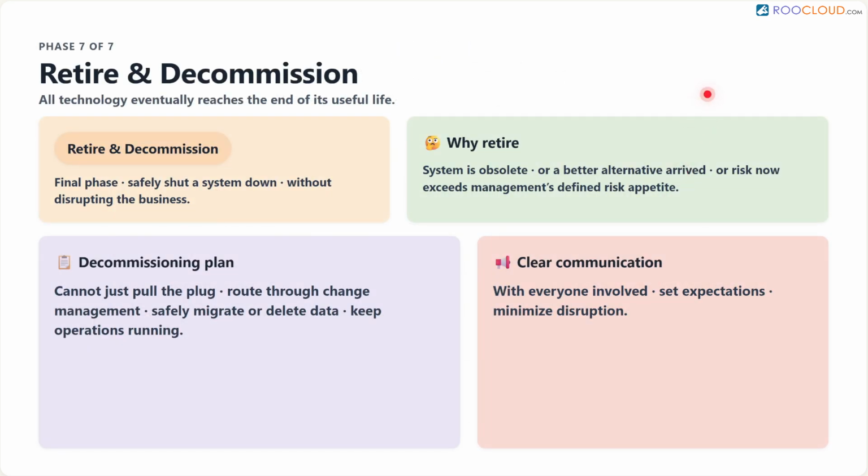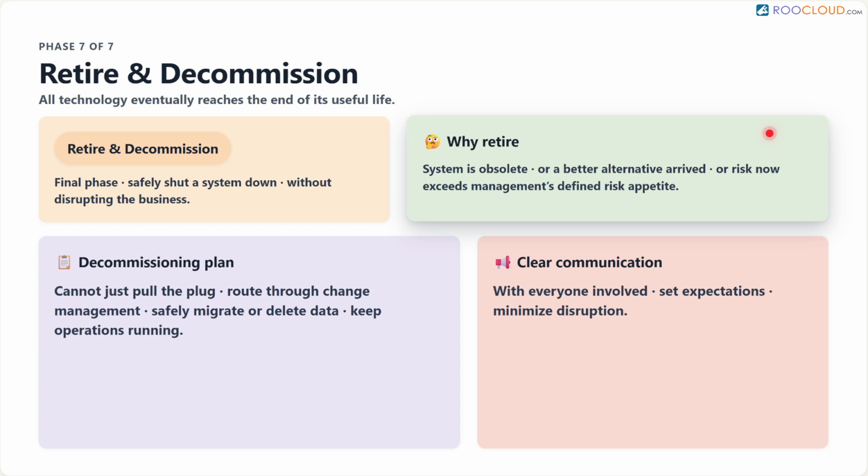Finally, we reach the retire or decommission phase. All technology eventually reaches the end of its useful life. Why do we shut these systems down? Usually they become obsolete or a better alternative hits the market. However, from an audit perspective, a system might be retired early if an ongoing risk assessment proves that its dangers now exceed management's defined risk appetite.